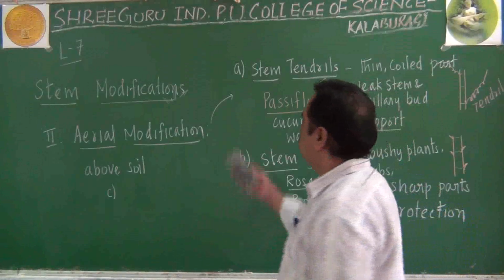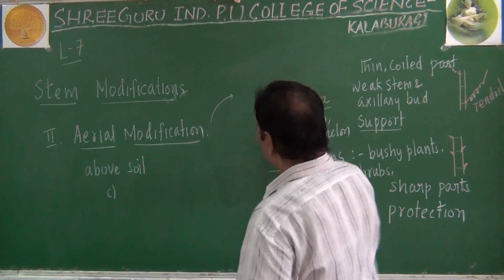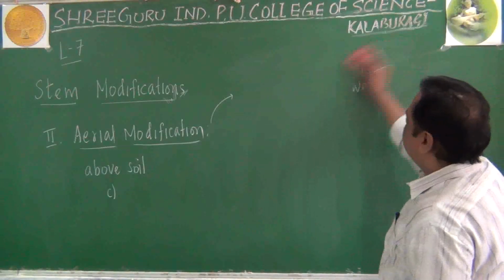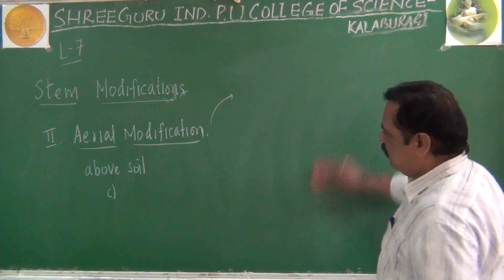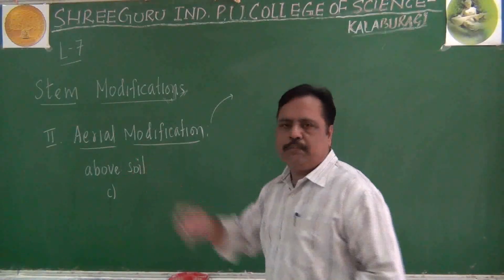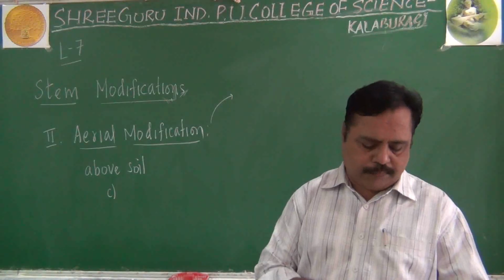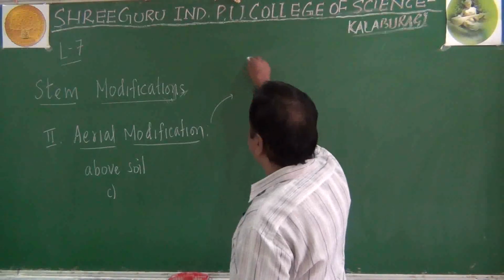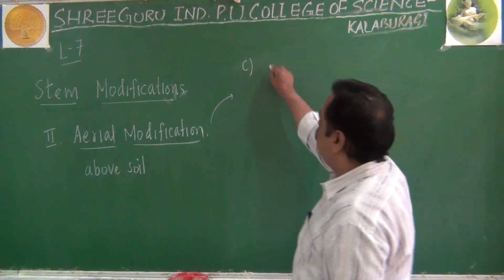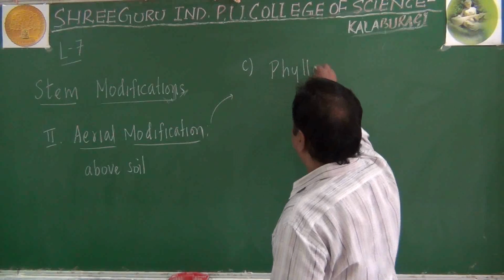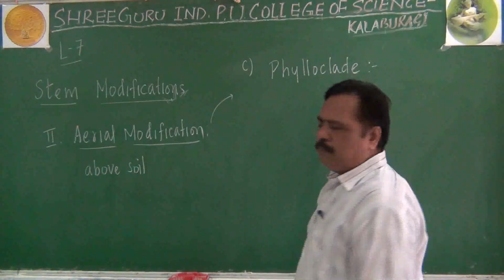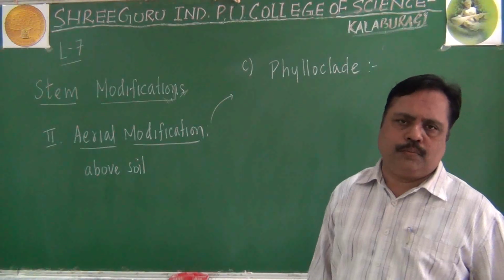Okay, let me continue. The third type of aerial modification. The first type is known as stem tendril, meant for support. The second type is known as stem thorn, meant for protection. The third type of aerial modification is known as phylloclad. We have to remember this word phylloclad, the most important word which can be asked in board exams also.